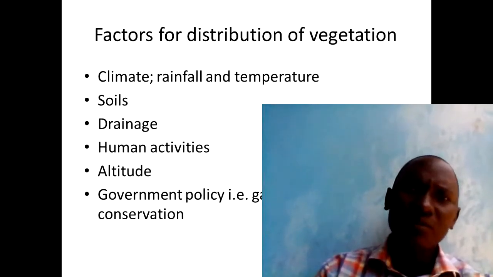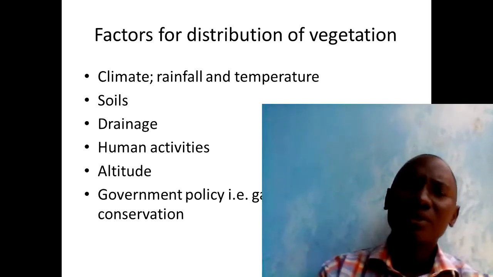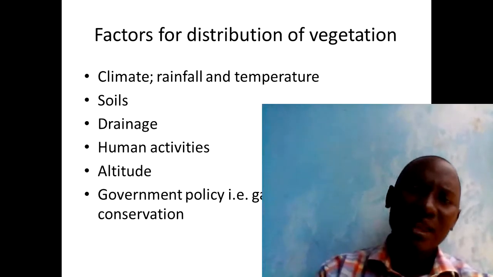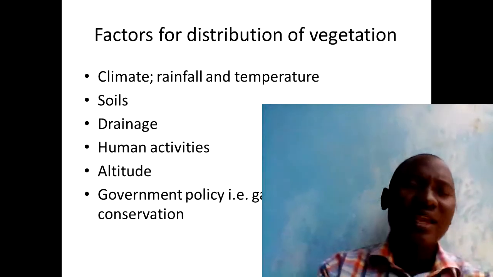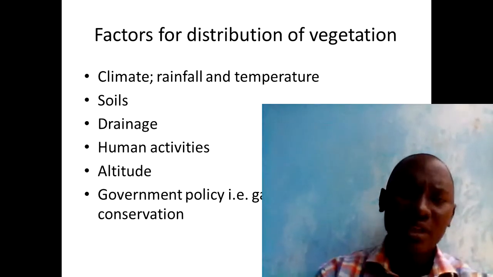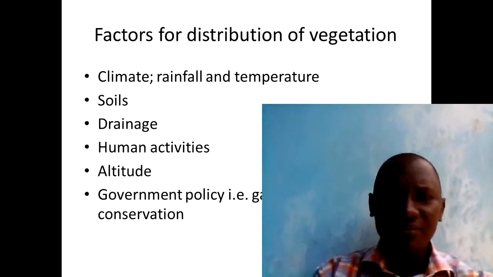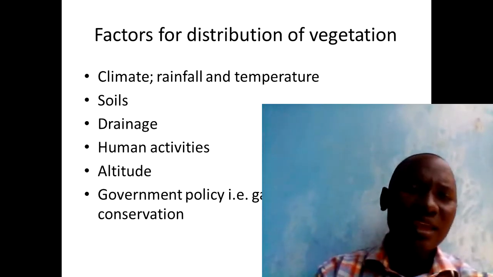Areas which receive low rainfall and low temperature are areas of temperate vegetation. The ones I'm talking about, the bamboo, the heath and moorland, the ones which are found at higher altitudes, because the rainfall and the temperature do not allow for luxuriant growth of vegetation. So eventually you'll find that you have more heath, more bamboo, more moorland in these areas. That is climate. Then the other factor is soils.